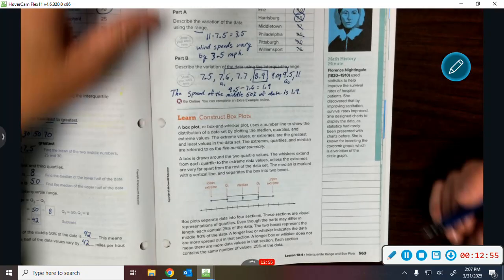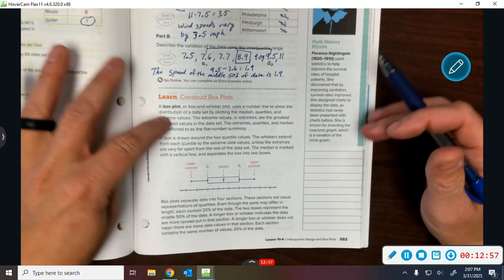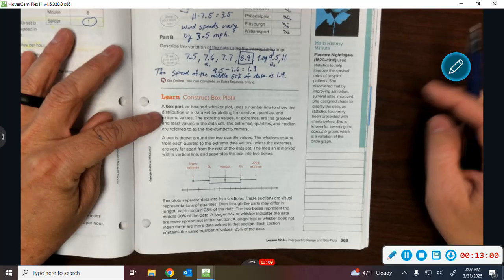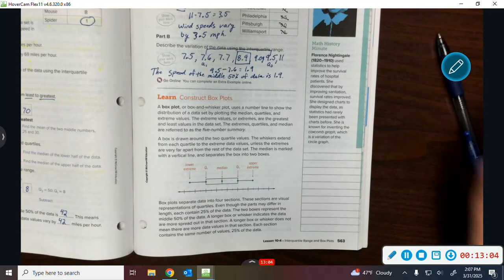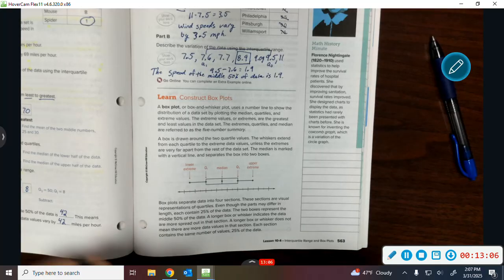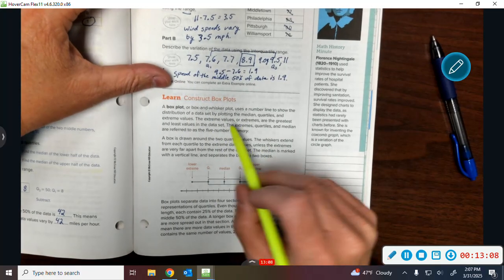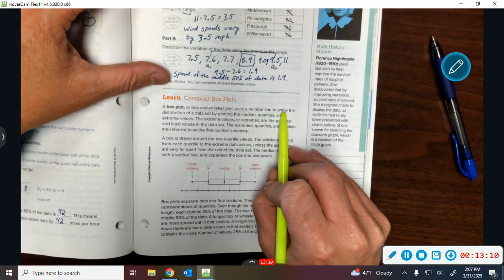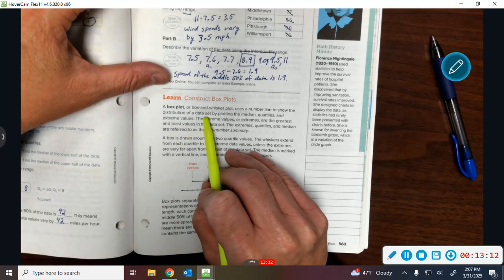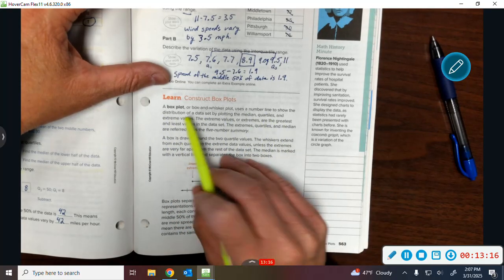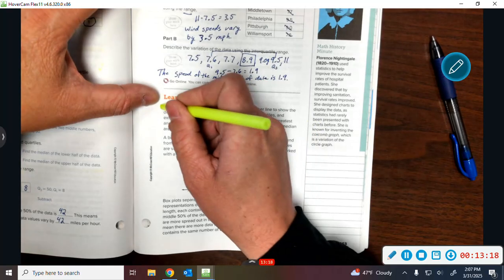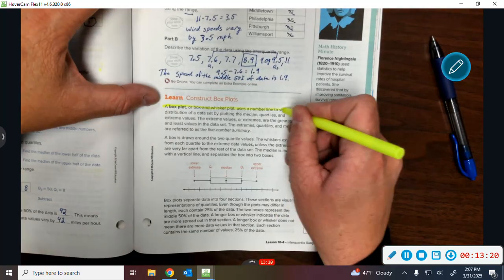Now let's talk about how to construct box and whisker plots. We're going to use that data to make those box plots. A box plot, or box and whisker plot, uses a number line to show the distribution of a data set by plotting the median, the quartiles, and the extreme values. That's the definition.